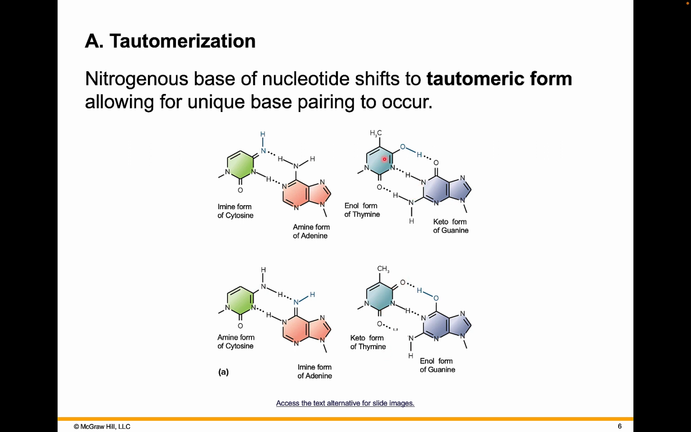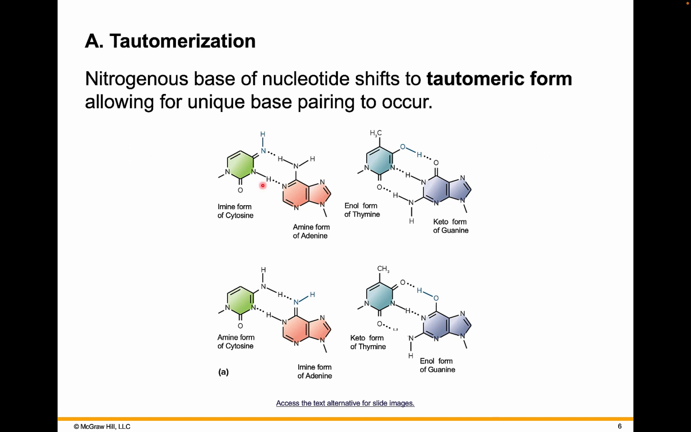On the other hand, when there is an enol form of the thymine, the normal form being the keto form, this is the wrong form of the tautomer, and it can bond with a normal, or keto, form of guanine. So here you can see that instead of a G and C, you have a G and T base pair. Instead of a GC, you have a GT base pair. And this is due to the tautomerization of either one of them.